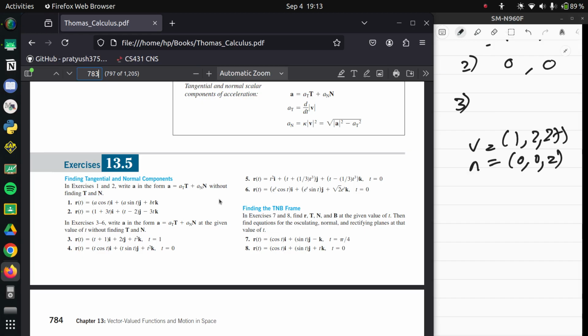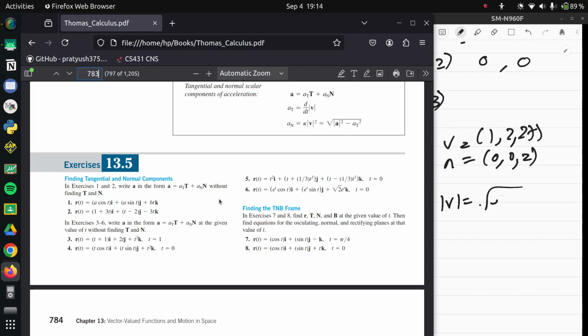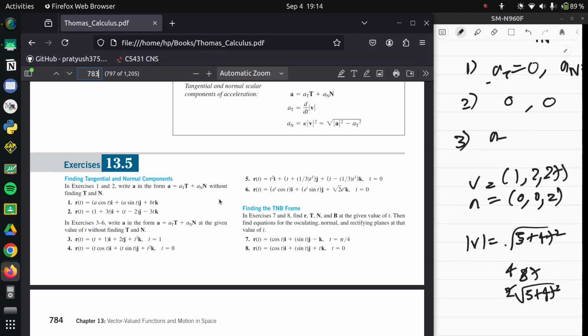So calculate the magnitude. Your magnitude of velocity is going to be the square root of 1 plus 4, 5, plus 4t squared, and you take the derivative of that, so 8t over 2 times the square root of 5 plus 4t squared, so this cancels, you just get 4. So your a tangential is just equal to 4t upon the square root of 5 plus 4t squared.